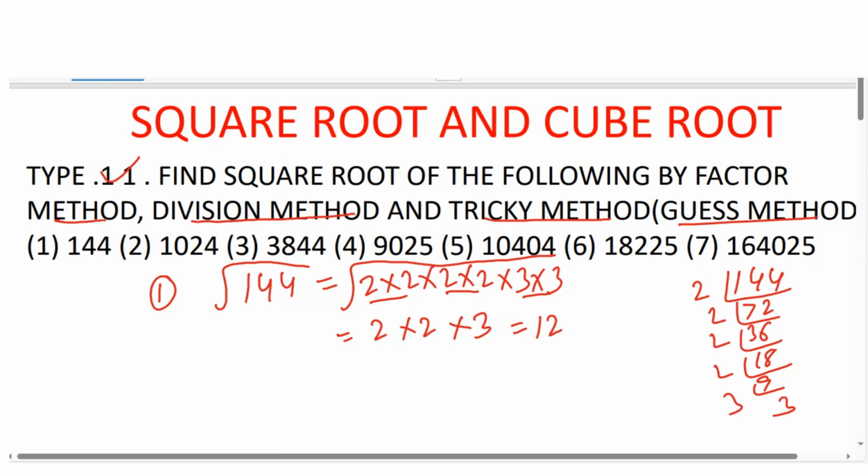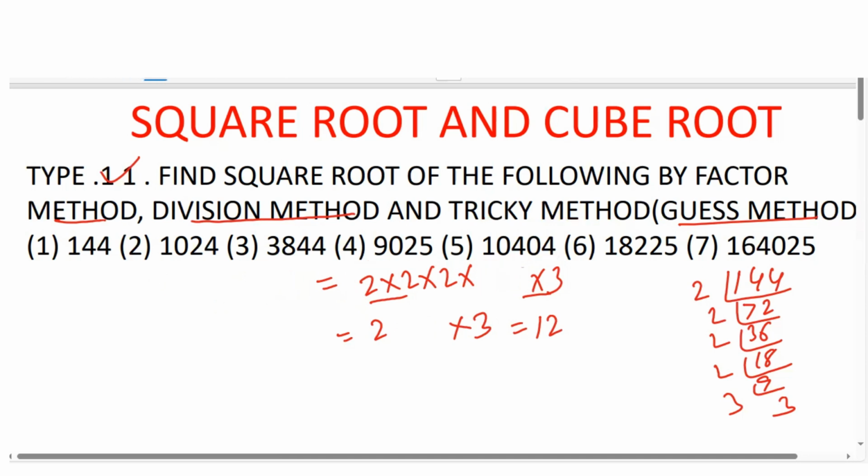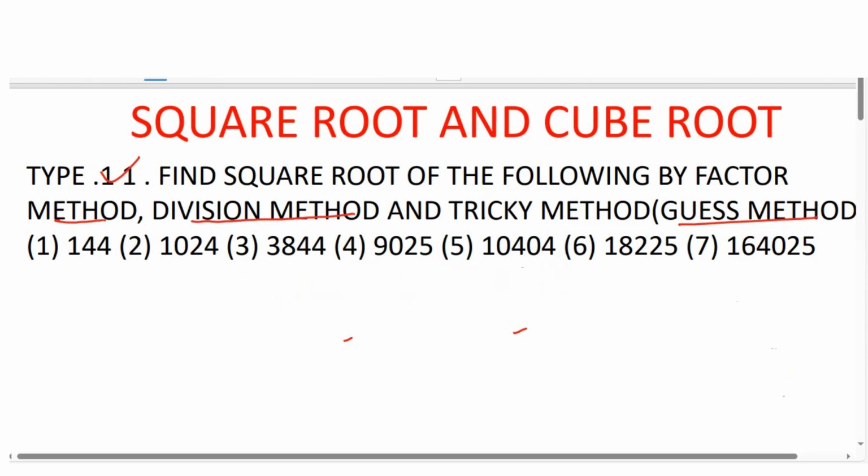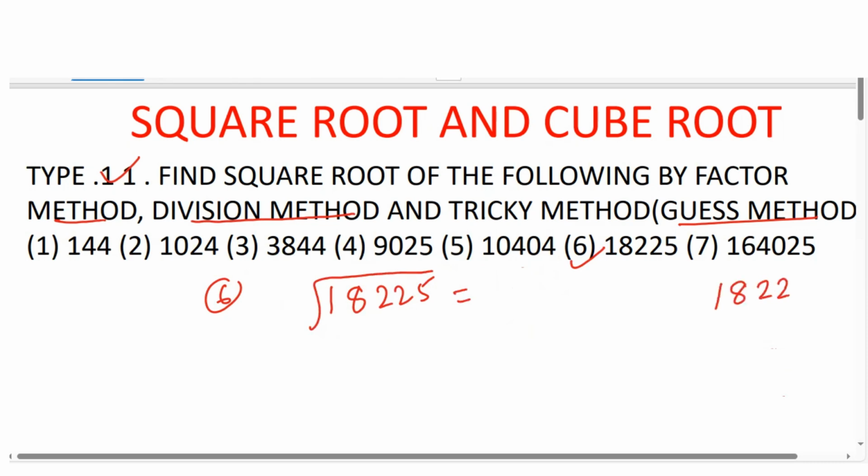So I am taking one more question by this method, that is the factor method. Let us see how we can solve this question. I am taking another, larger number. Suppose we are taking a 6-digit number, that is 1, 8, 2, 2, 5. We want to find the square root of this number. Just make factors of this number 1 8 2 2 5.